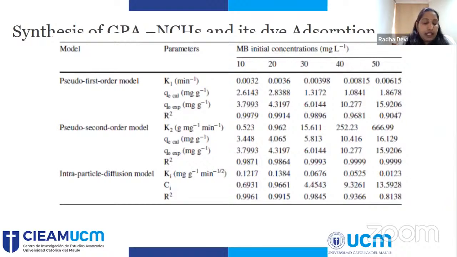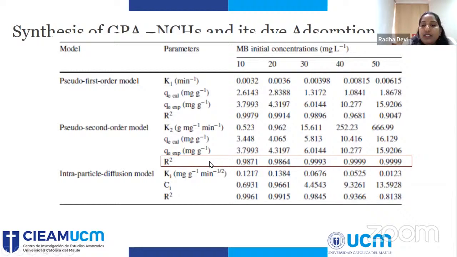So after having all the data of equilibrium batch studies, we did some theoretical studies to understand the mechanism of the dye adsorption on the GPA nanocomposite hydrogels with various theoretical models like the pseudo first order model, pseudo second order model, and the intraparticle diffusion model. What we observed is that the GPA nanocomposite hydrogels follow the second order model with a linear regression close to 0.999 at a concentration of 30 milligram per liter, as well as for 40 milligram per liter, as well as the 50 milligram per liter dye concentration.